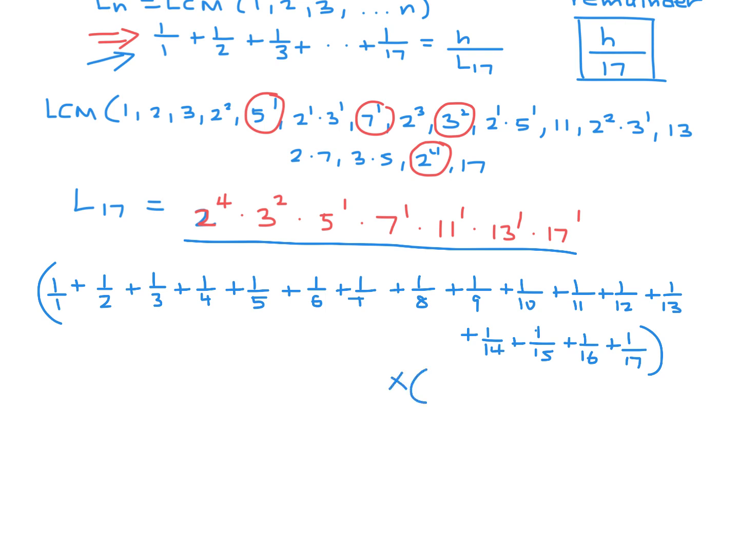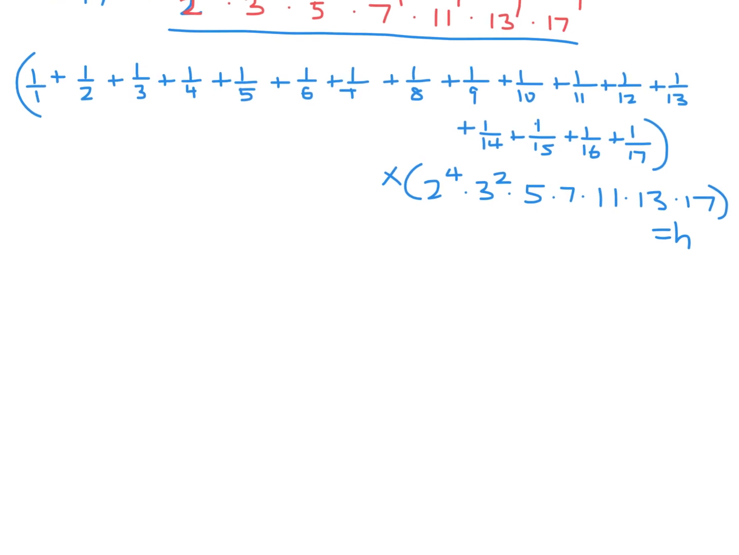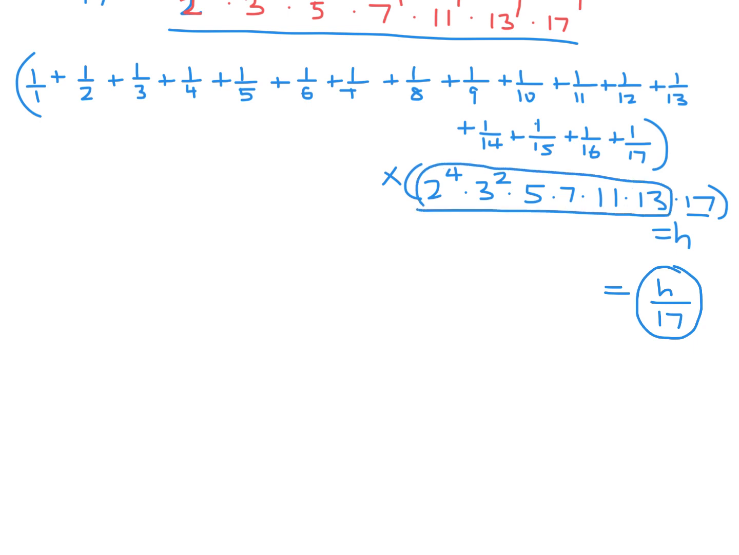multiplied by this 2 to the power of 4, 3 to the power of 2, 5 times 7 times 11 times 13 times 17, and that is equal to h. Got it? Nothing tricky. It's basically exactly what they told me. Now, the only thing is I'm going to put this 17 back here because this is a very important thing that I'm interested in. And then everything else I can just work with. So now I have to basically take this guy and multiply it by each of these. And we'll get pretty much our answer.